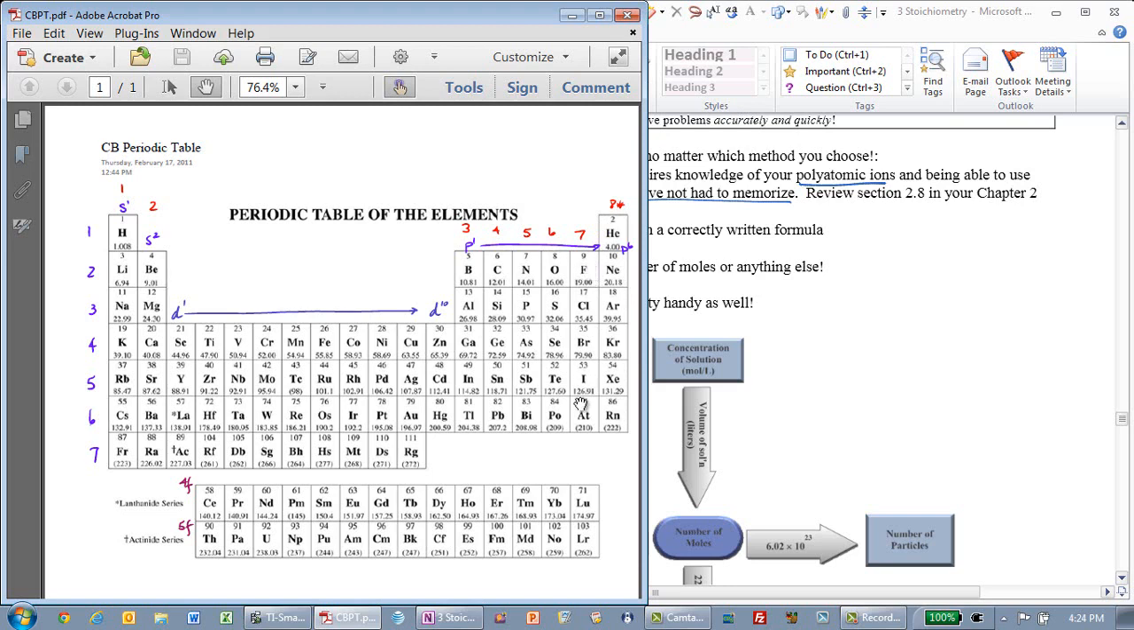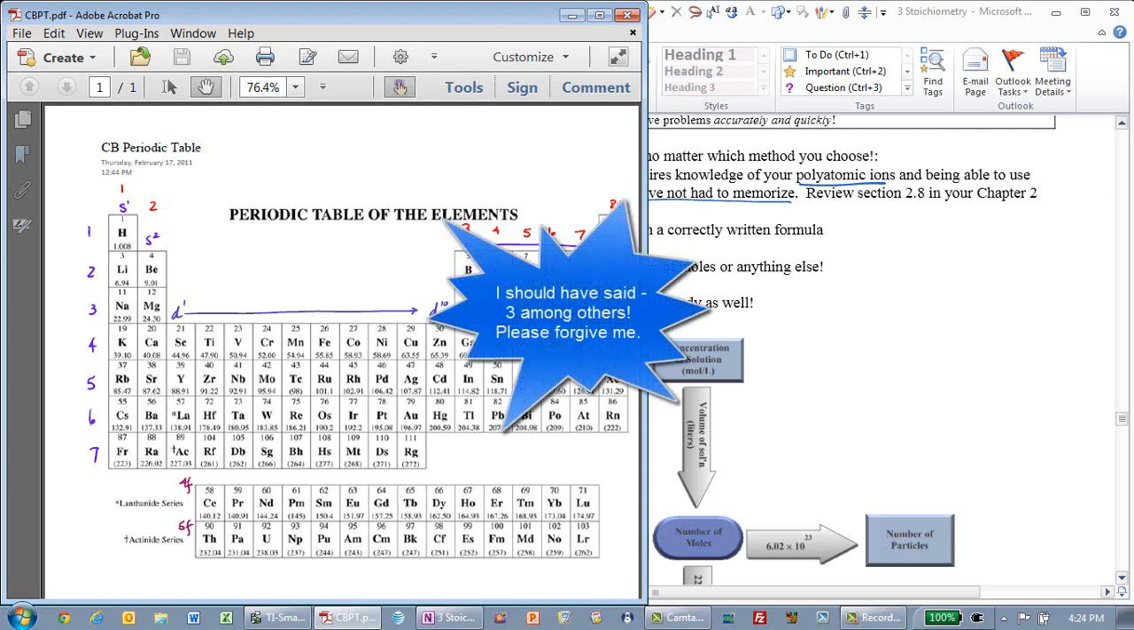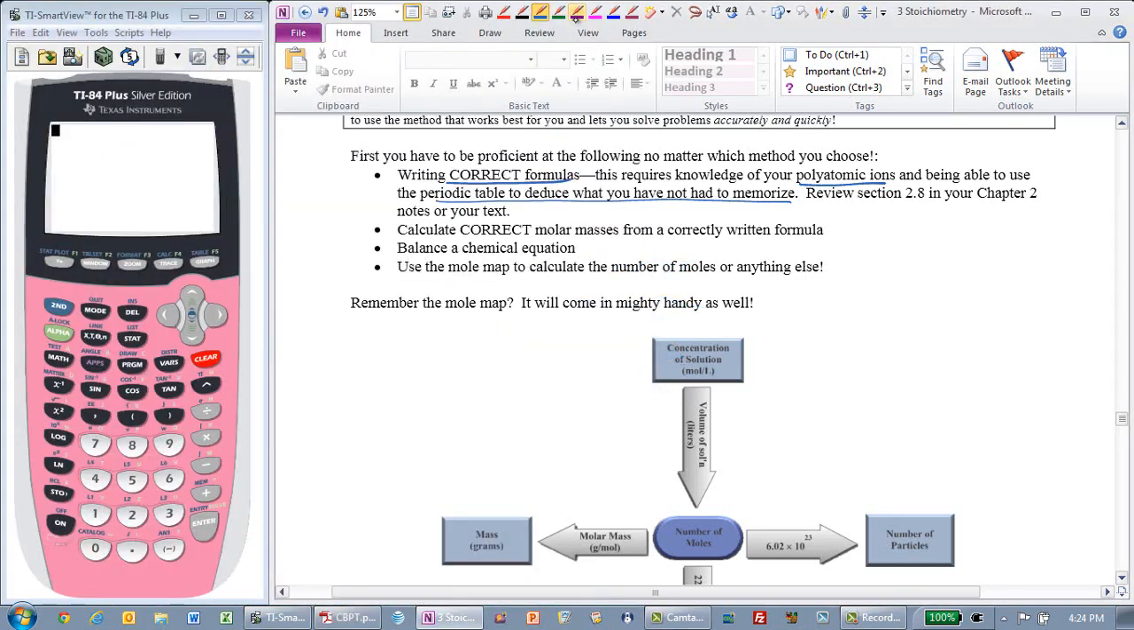Alright, so these are the halogens, and they are all -1. These are typically -2, and we don't get into these much, but these two we use a lot. These can be all sorts of different things, plus or -3. So just knowing a little bit about the anatomy of the periodic table can go a long way to help you with writing correct formulas. Then you also must be able to calculate correct molar masses.